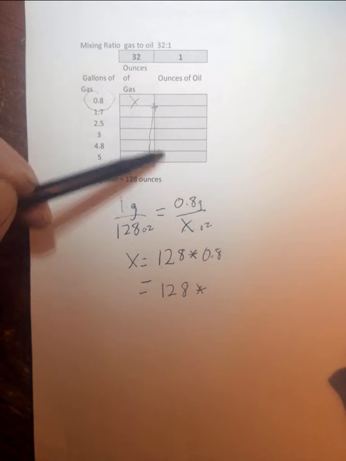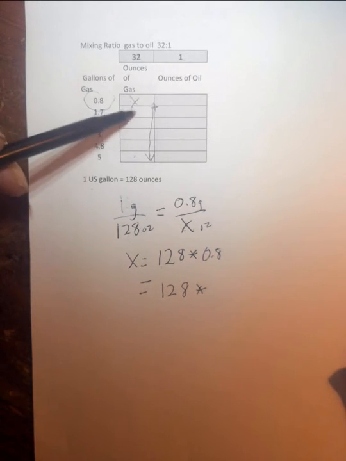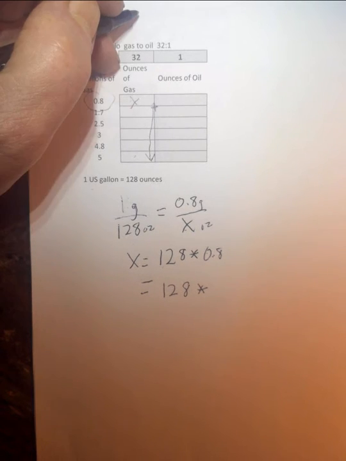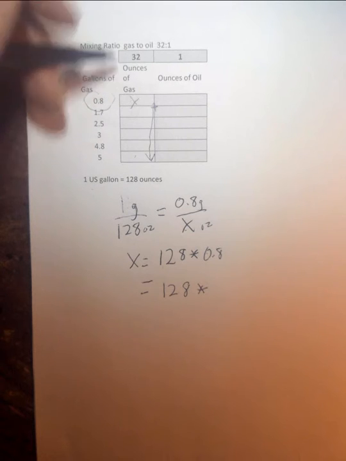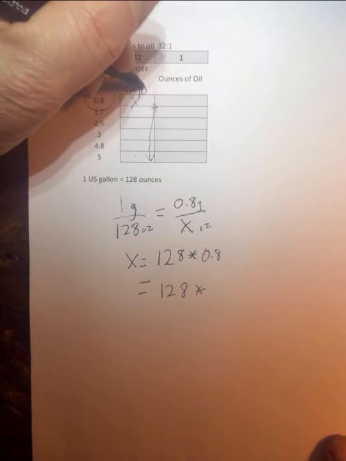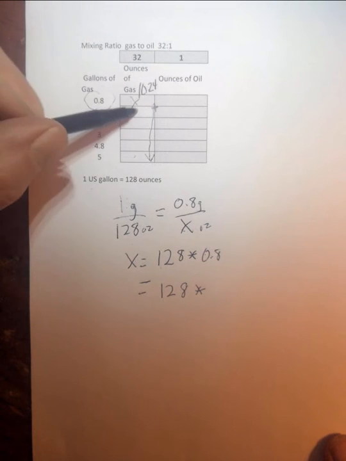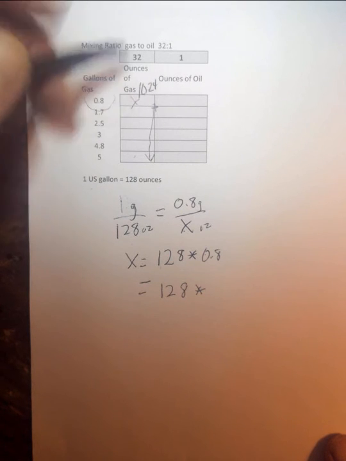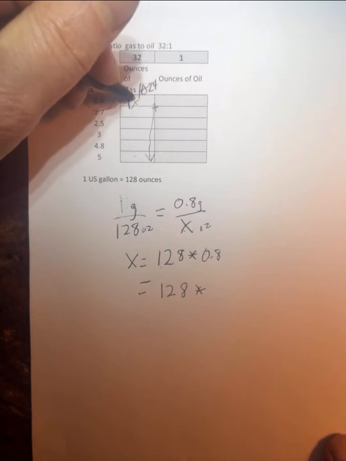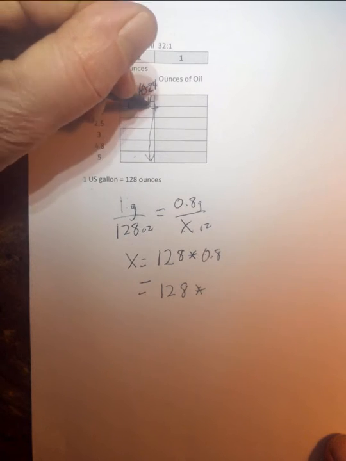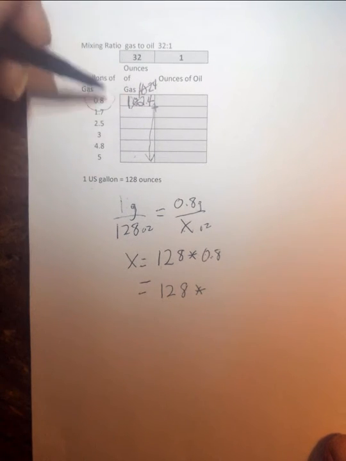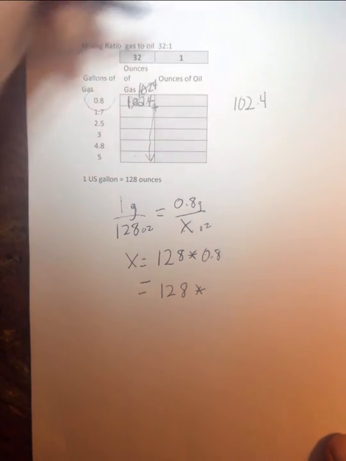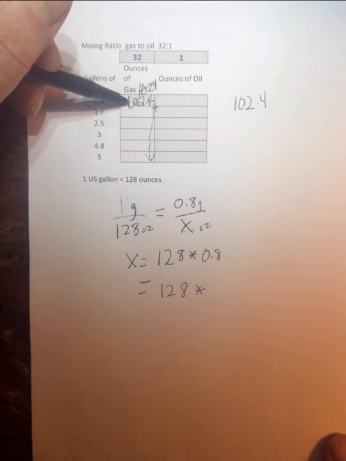Now for my ounces of oil, well, let's just get this one here. So I worked it out, so this is 102.4 ounces of gas. Now it's hard to see, I'll put it over here. So that's the output in this cell.